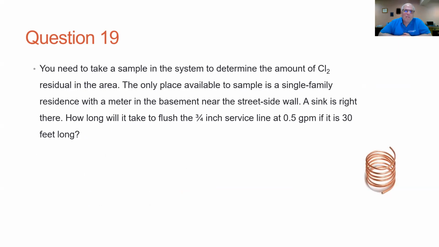You go down into the basement, you see that there's a meter there near the basement wall, and the wall is on the street side, so that's good. So that's where the water is first coming into the building, into the house. And there happens to be a sink right there down in the basement, so that's good. So we can flush that out, or flush the line, because we want to get the water from the main to come into our water bottle to sample.